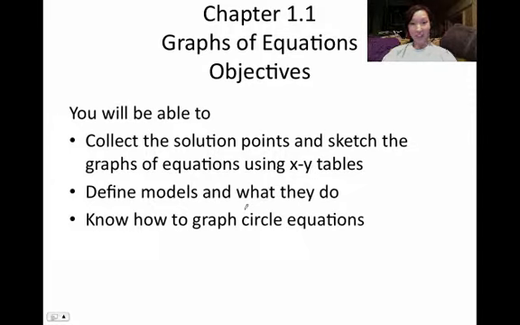Welcome to Pre-Calculus and the Flipped Classroom. We're going to start right off in the beginning with Chapter 1.1, the topic being graphs of equations. We're also going to be focusing on circles in this section, so, can't spell, circles.